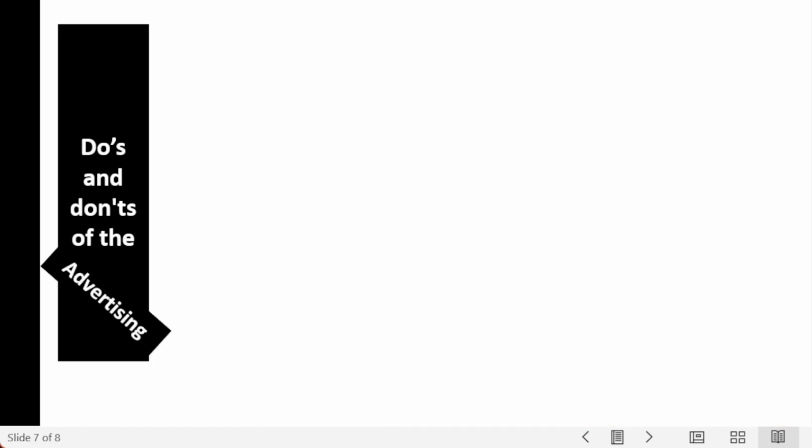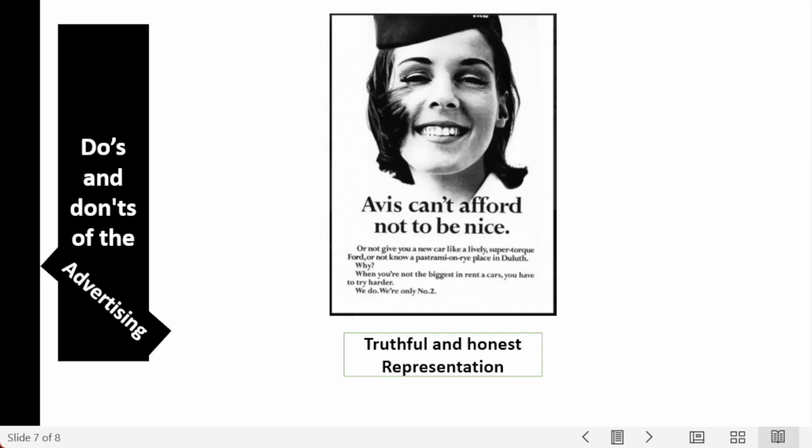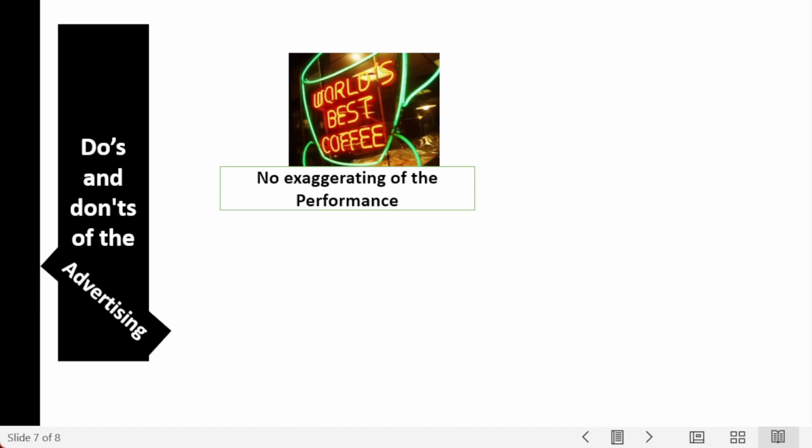Moving on to the next one, the do's and don'ts of advertising. The first thing that every advertiser must take care of, and the consumer must verify, is whether it's a truthful or honest representation. Here the company is representing that they are number 2 in competition. That's the honest way of mentioning that they are yet to improve over it. That is to be appreciated and rewarded.